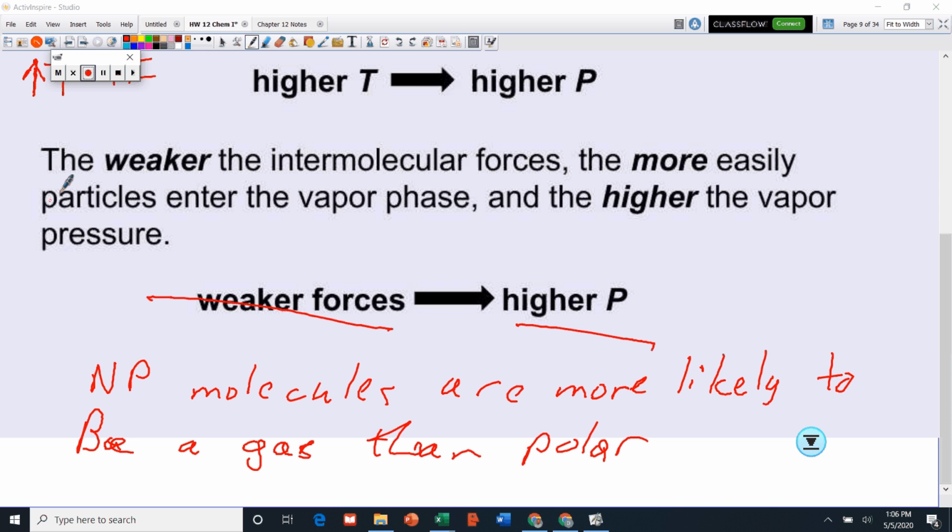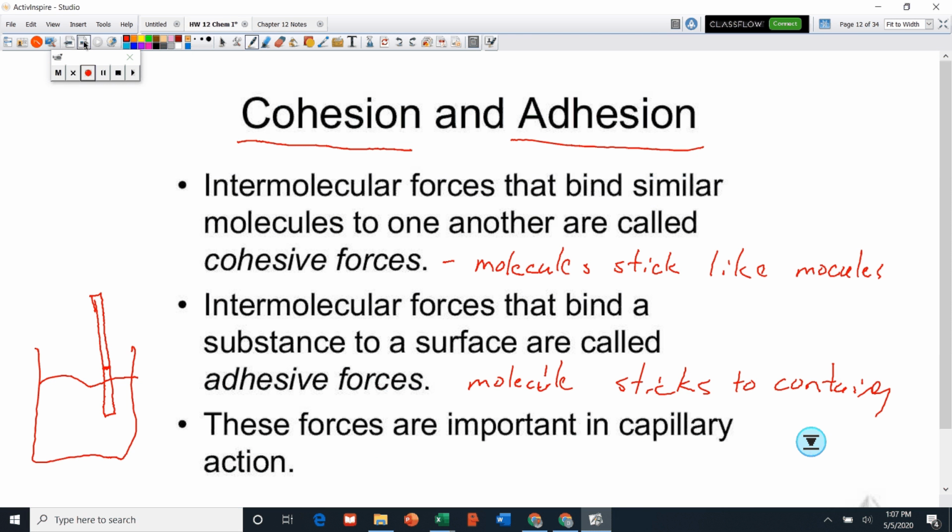So earlier, whenever I was doing just the notes part, we talked about this one. It said a weaker intermolecular force would be a higher vapor pressure. So weak force equals high VP. So therefore, a strong force equals low VP. All right. So that brings us back to what we had here.